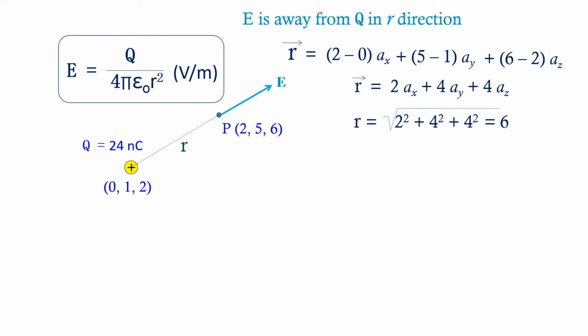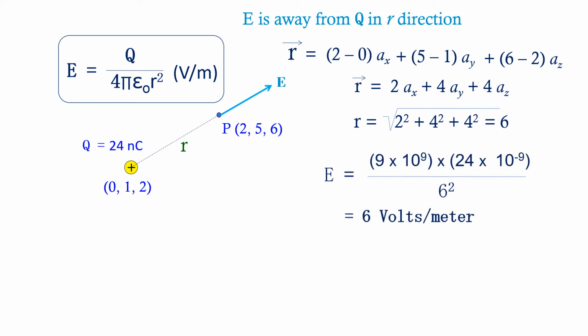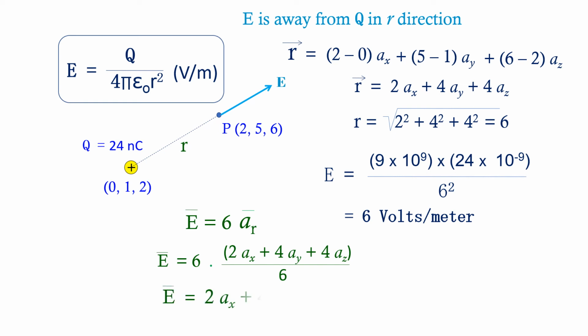We know the electric field intensity is Q divided by 4 pi epsilon naught R square. By substituting the values, with 1 by 4 pi epsilon naught as 9 into 10 to the power of 9, you get magnitude E as 6 volts per meter. Now the vectorial form of E bar is 6 AR bar. Substituting for AR as R bar divided by magnitude R, you get the E as 2AX plus 4AY plus 4AZ.